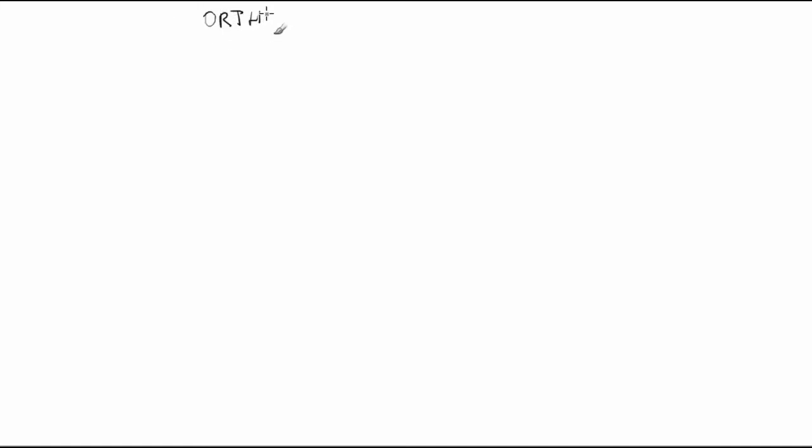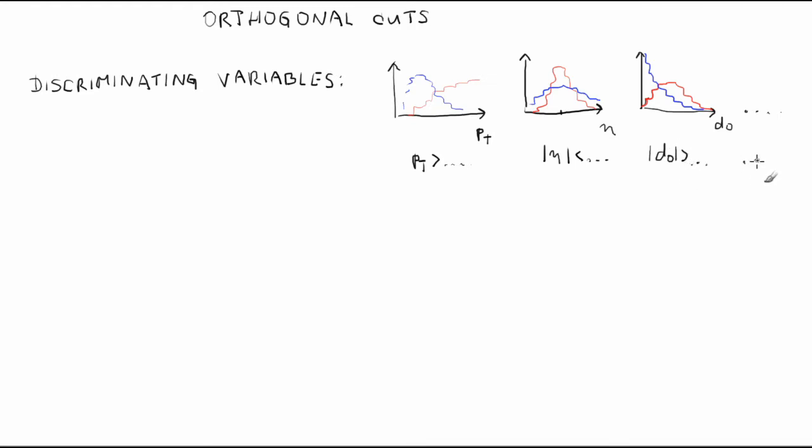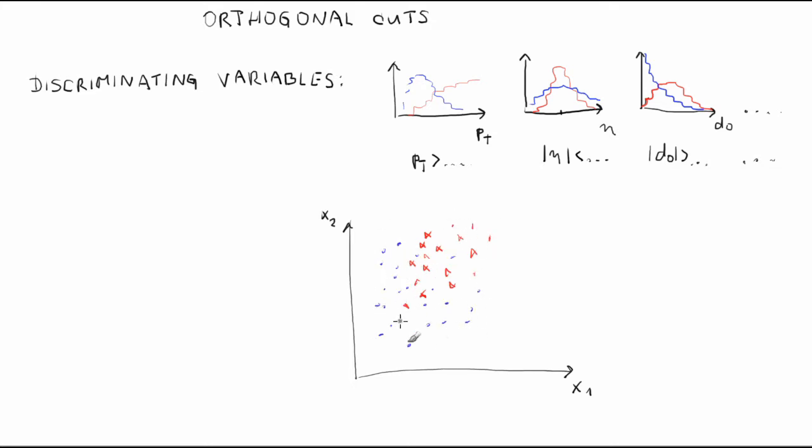Let's start with the simplest MVA method, with the orthogonal cuts. I'm not even sure whether we should call it an MVA method, but okay, it satisfies the loose definition of being based on several variables. The method in one sentence: you identify variables that have some discrimination power, and you apply a cut on each of them. Clearly, you select a line segment in 1D, a rectangle in 2D, a cuboid in 3D, and a hypercuboid in general.